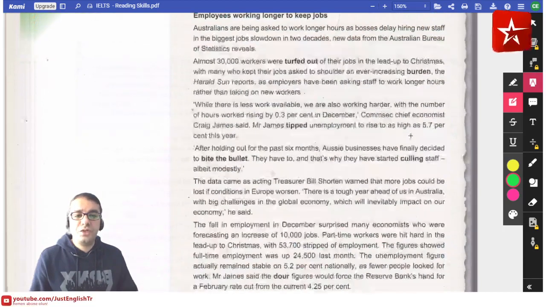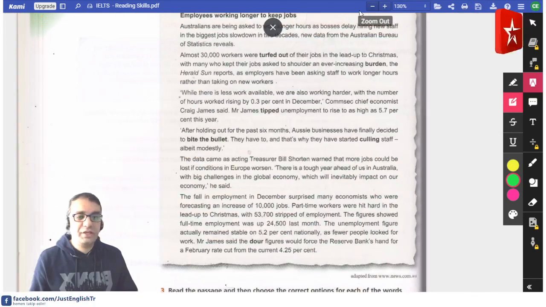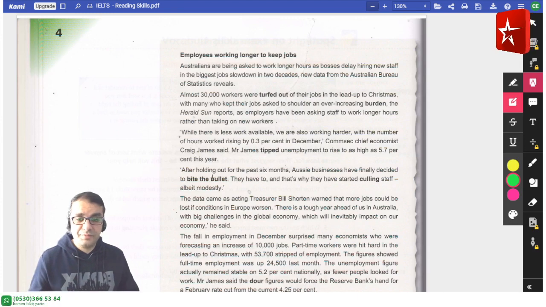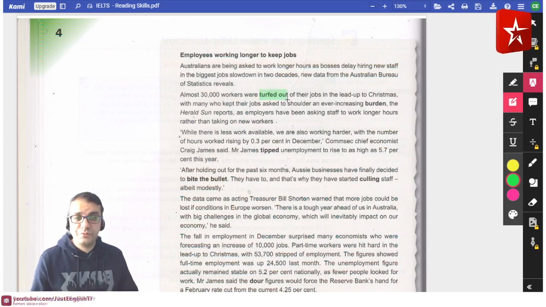I want you to take a look now at this one. Let me just zoom out so you can see exactly the words. And this is the kind of training for the reading part. Okay? Now, these words here, draft out, tipped, by the bullet, and such details in bold, I'll mark it here in green also. Okay?